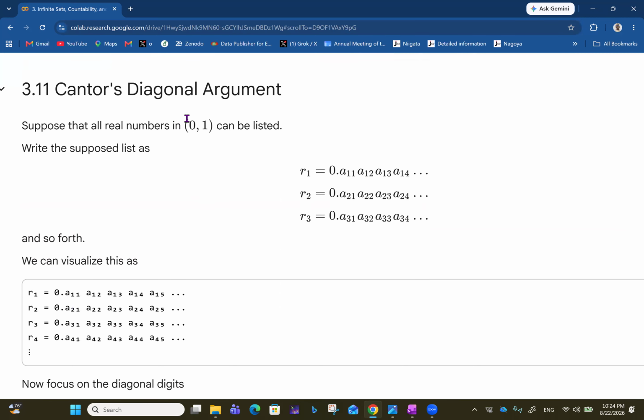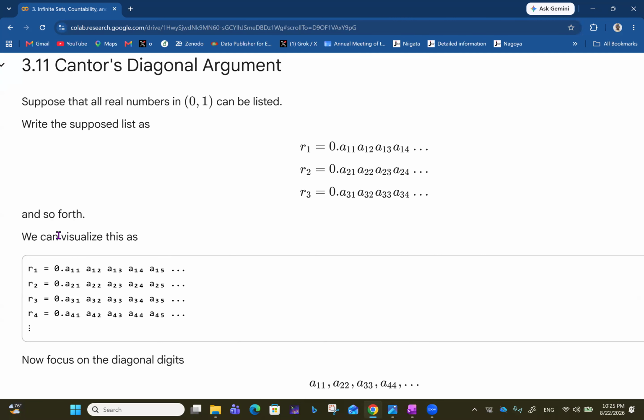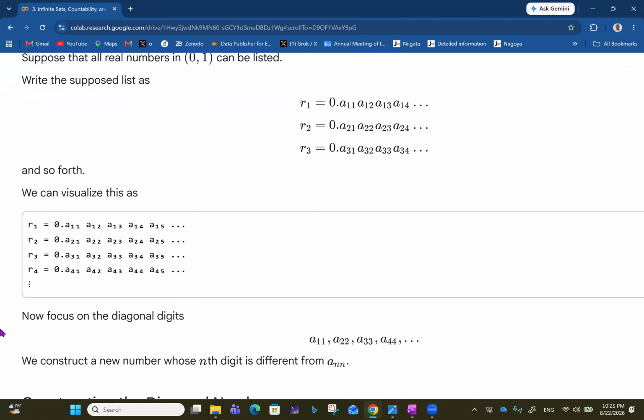Suppose that all real numbers in the open interval 0, 1 can be listed. So write the supposed list as R1, that is 0 point A11, A12, A13, A14, then R2, 0.821, 822, and so on. R3, 0.831, 832, and so on and so forth. We can visualize this now. So you have R1 this way, exactly what we have up here, and all the way to R4. Now, if you focus on the diagonal digits, we have A11, A22, A33, A44, and so on and so forth.